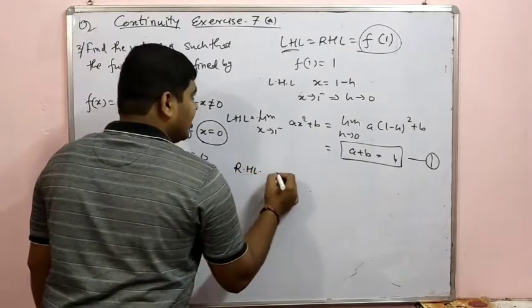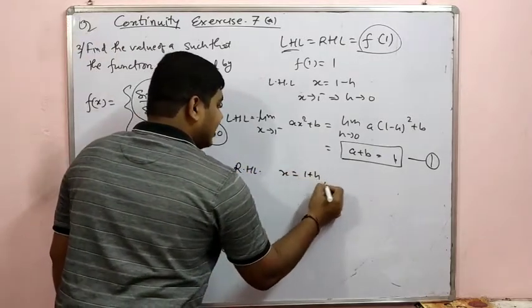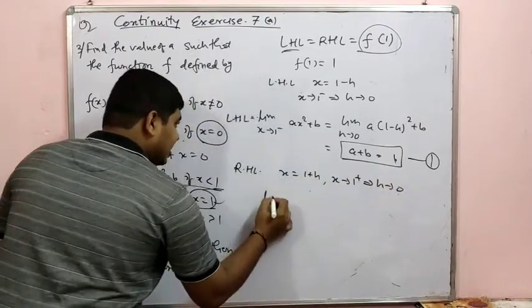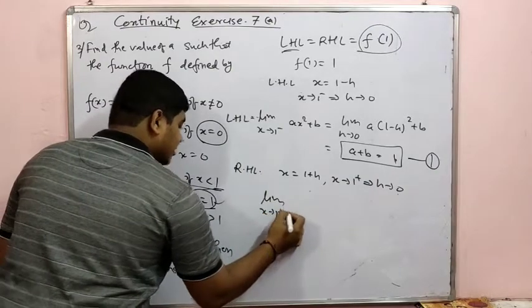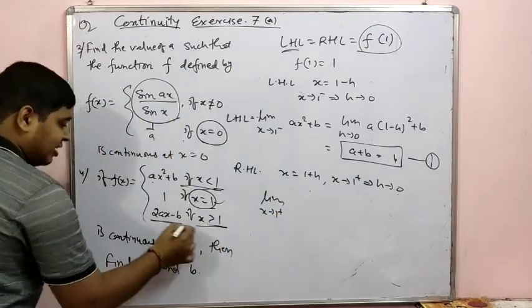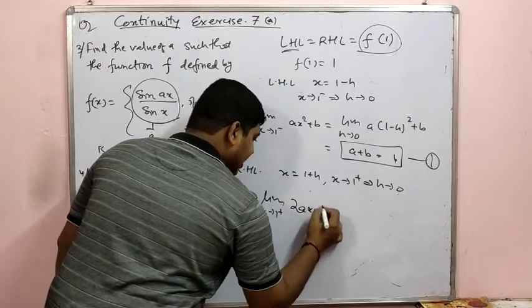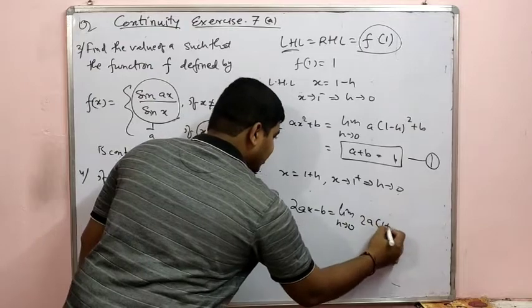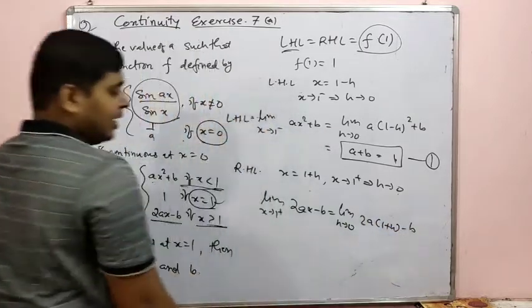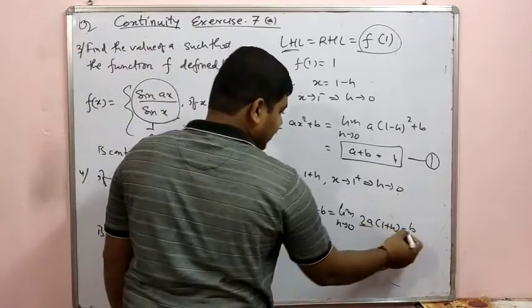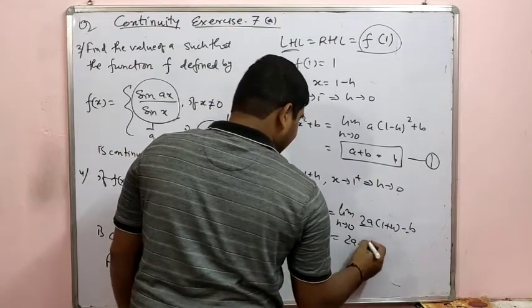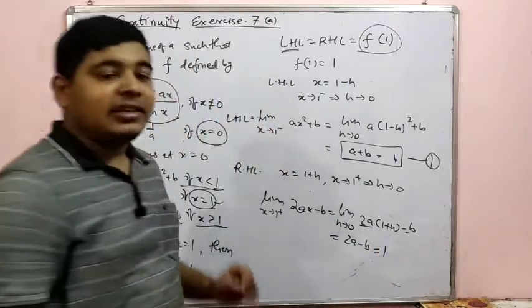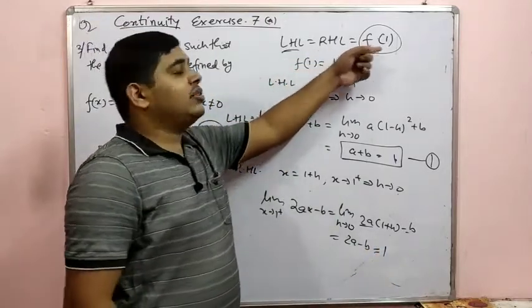Next, right hand limit. For right hand limit, we have x is equal to 1 plus h. And if x tends to 1 plus, this implies h tends to 0. And limit x tends to 1 plus of 2ax minus b, which is equal to limit h tends to 0 of 2a into 1 plus h minus b. Putting h as 0, this is 2a minus b, and which is also equal to 1. The right hand limit is also equal to f of 1.